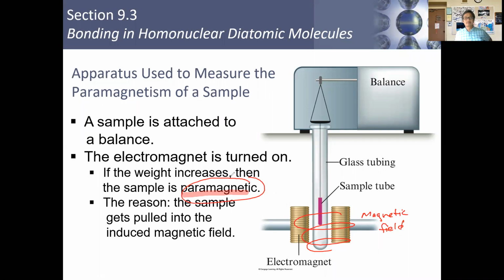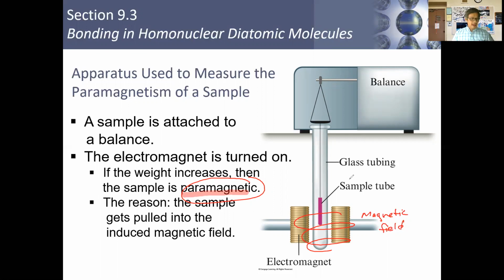If it's not paramagnetic, it has to be diamagnetic, which means if whatever's in this tube does not get pulled into the magnetic field, that means if the balance does not move, then we have a diamagnetic substance inside the test tube here. Okay, so that's how we test for magnetism. We can use the interactions of these molecules with a magnetic field to determine whether we have paired or unpaired electrons.